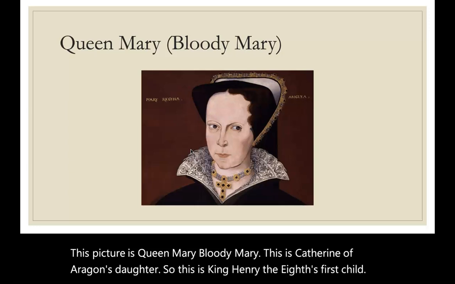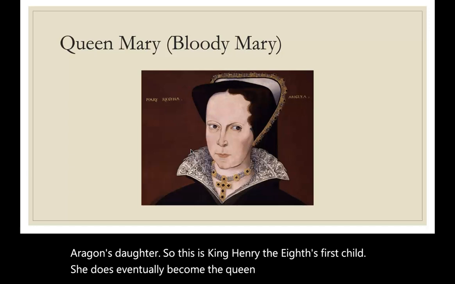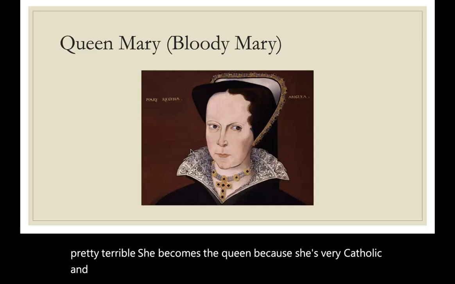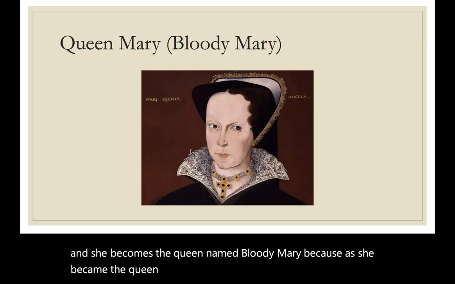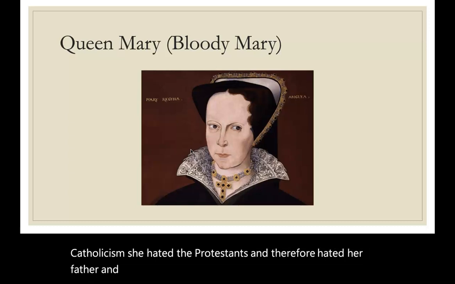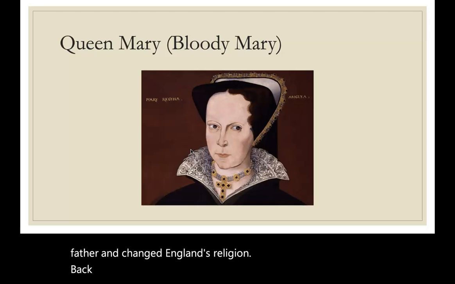She does eventually become the Queen of England, and she is pretty terrible. She becomes the queen because she's very Catholic, and she becomes the queen named Bloody Mary because as she became the queen, she changed the religion in England back to Catholicism. She hated the Protestants, and therefore hated her father, and changed England's religion back to Catholicism.